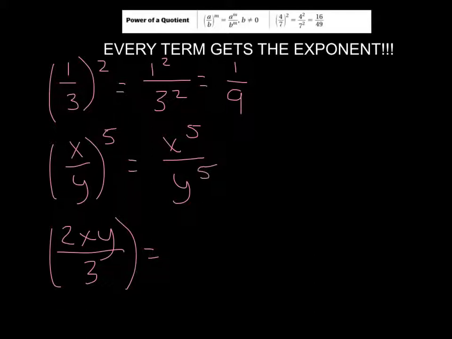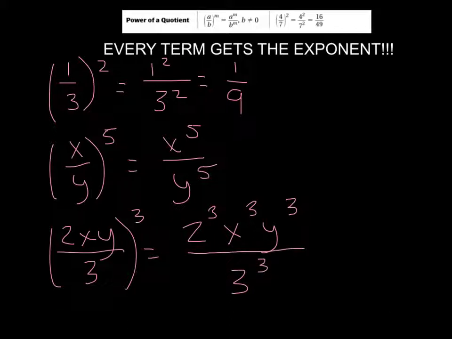Now again, when we have multiple terms inside here, we have 2 times x times y, all over 3, and let's say we raise this to the third power. Every term gets the exponent. So when distributing this 3 exponent into the numerator here, we get 2 to the third power times x to the third power times y to the third power, and the denominator 3 also gets raised to the third power.